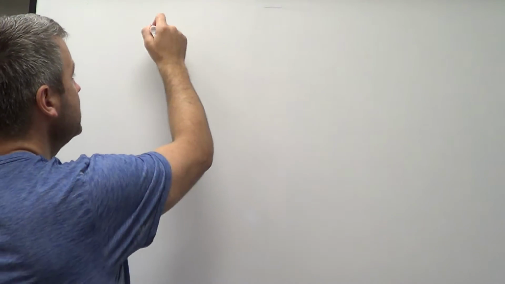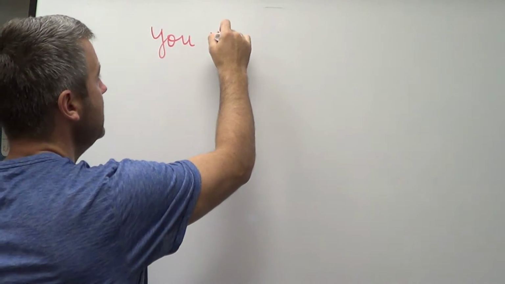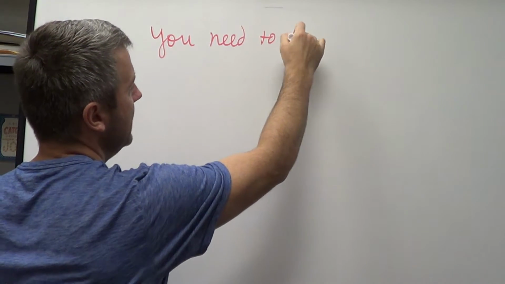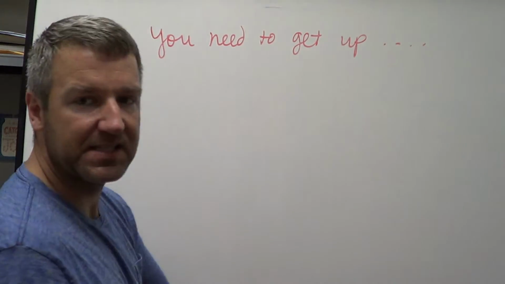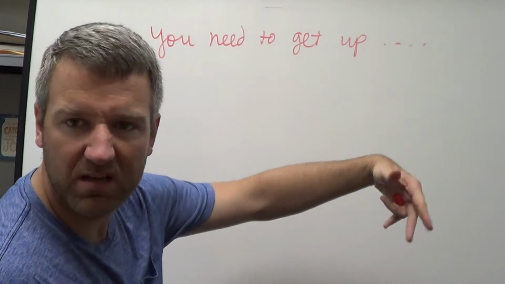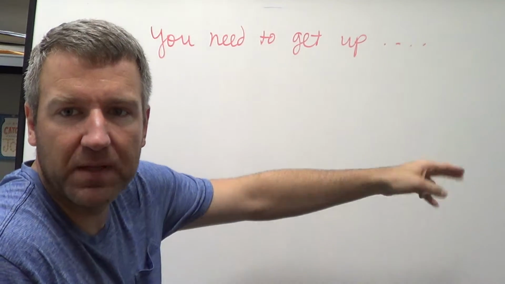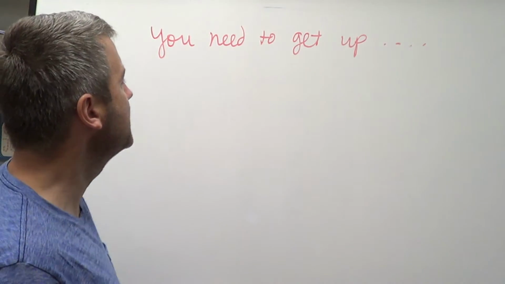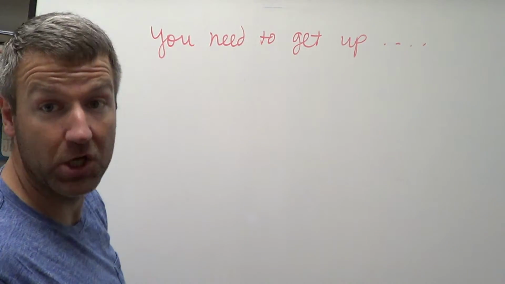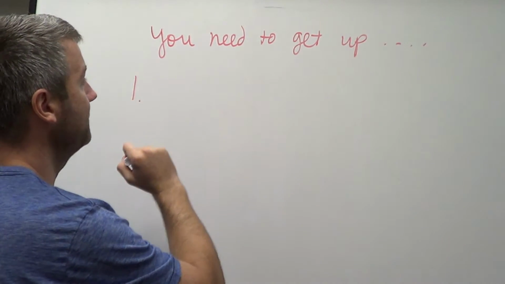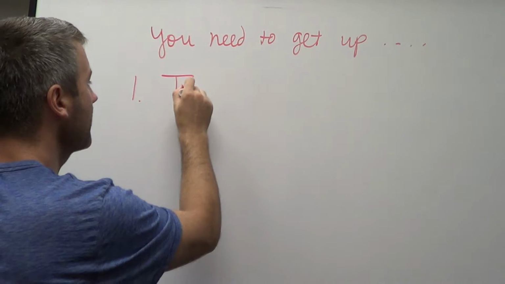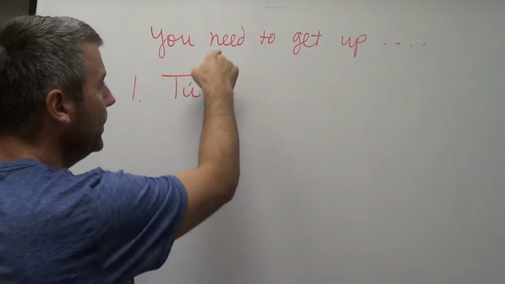We'll use tú. So if I want to say, you need to get up at 6 o'clock. I'm not going to write at 6 o'clock. It's important information, but that's not what I'm focusing on right now. So you need to get up at 6 o'clock, all right? So let's see the two ways we can write this. Tú, all right?